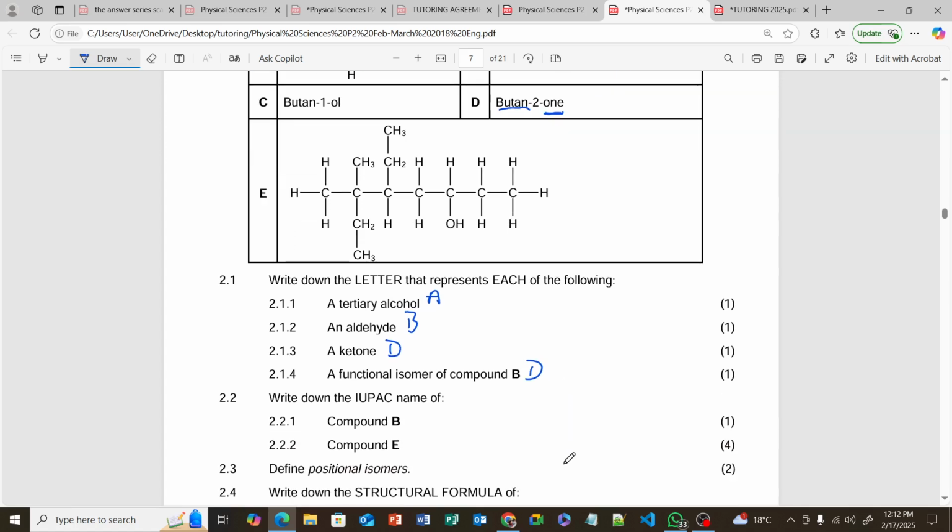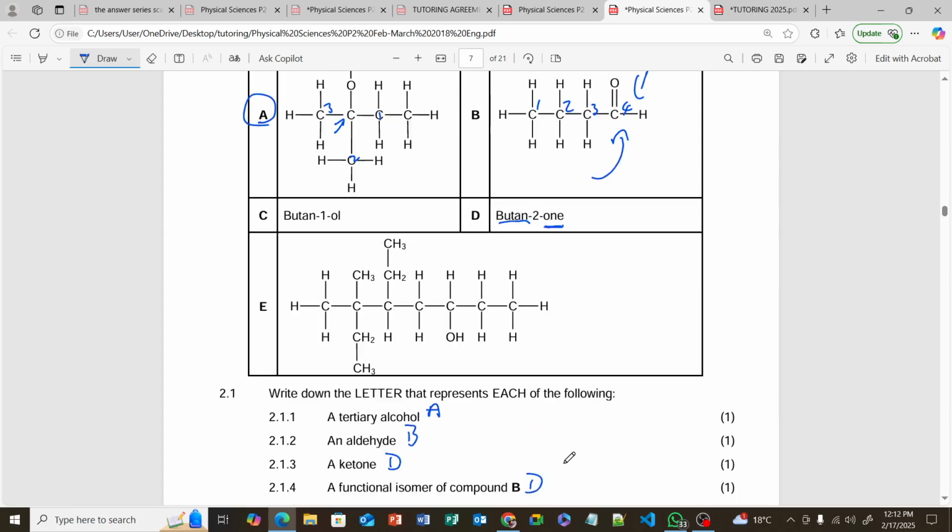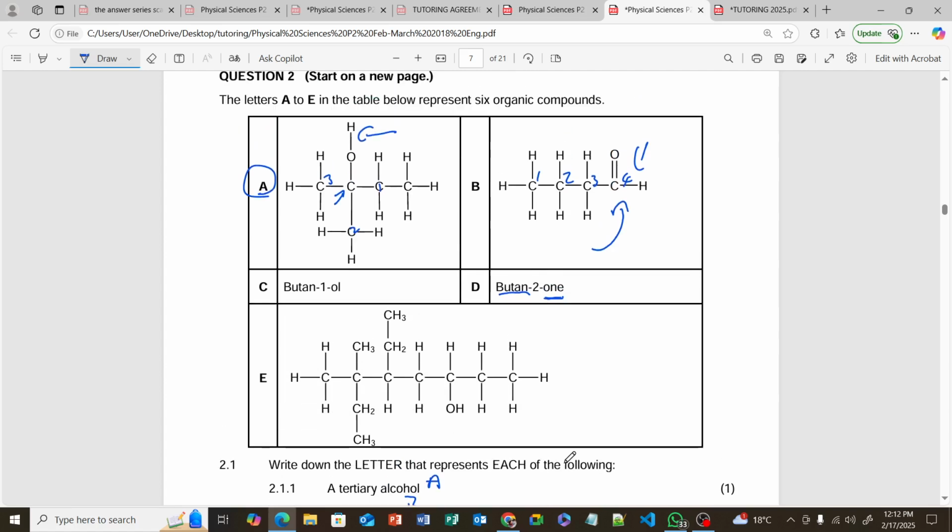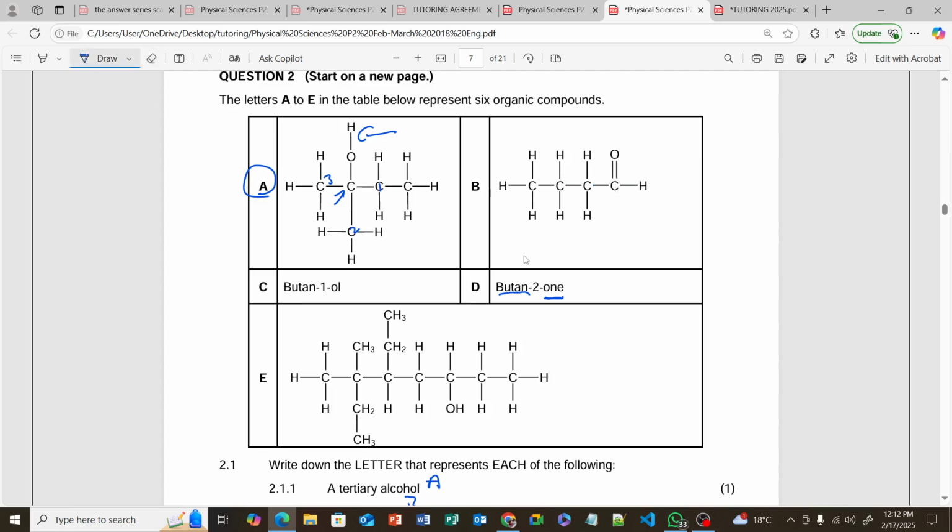Now 2.2.1, write down the IUPAC name of compound B. Now regarding the aldehydes, you don't number the aldehydes. Why? Because the functional group is always at the end, so it will always be at position number 1. So this will be butanol. The suffix will be Al for aldehydes.